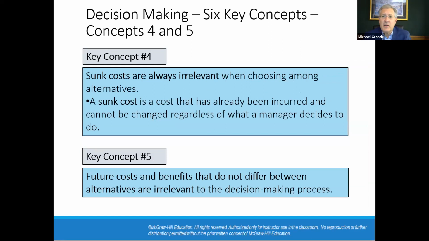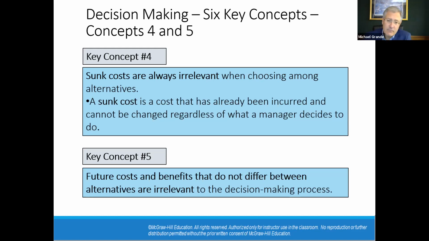Concept number four, sunk costs are always irrelevant when choosing among alternatives. A sunk cost is a cost that has already been incurred and cannot be changed regardless of what a manager decides to do. And the classic example there is the company bought a machine 2 years ago that it's depreciating now. Well, they already spent the money on the machine, so that is an irrelevant cost. And secondly, the depreciation is irrelevant because depreciation is simply the allocation of that sunk cost over the useful life of the asset.